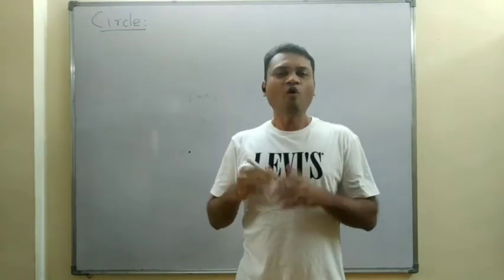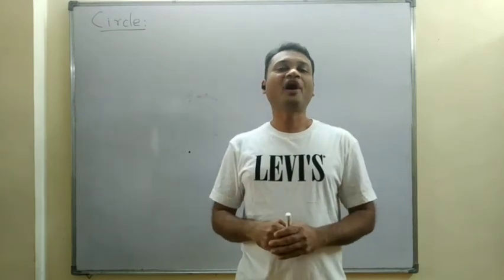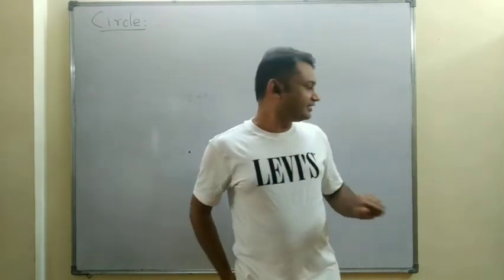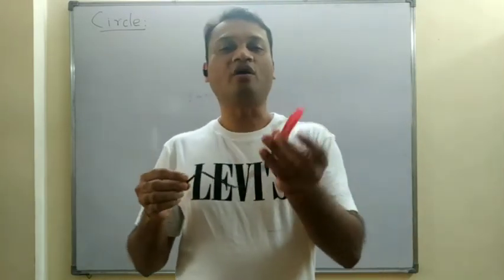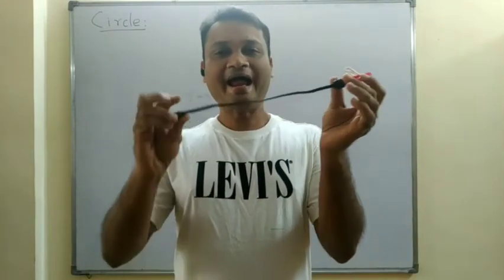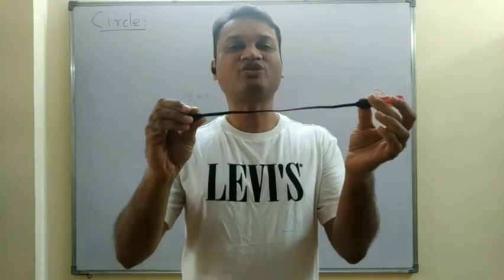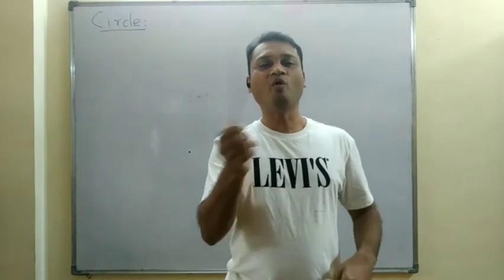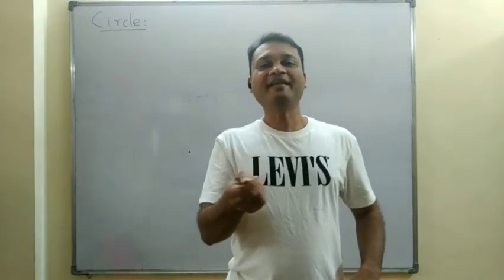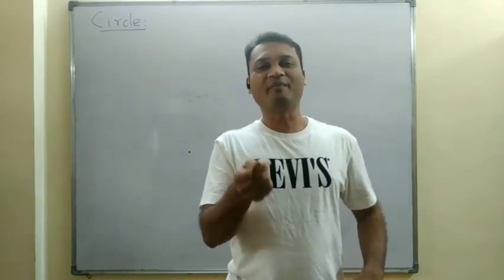Now, how exactly do we plot a circle? For that, let us take an example. Suppose this is a dog, and this is the string attached to the dog. Now, if the dog wants to move away from the string, then the dog will move in circular motion.